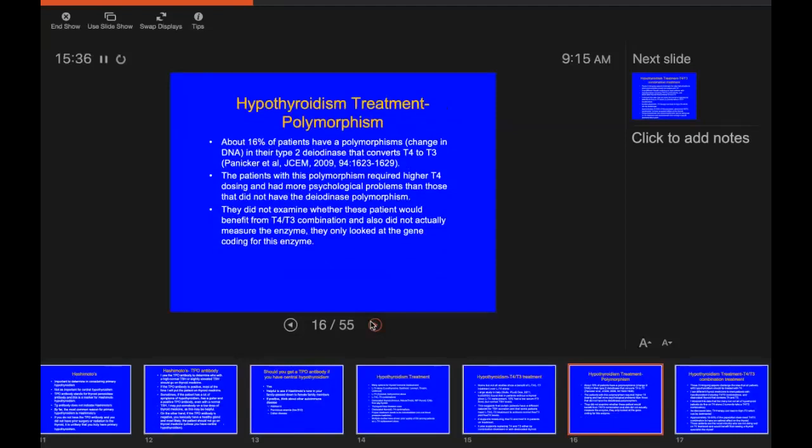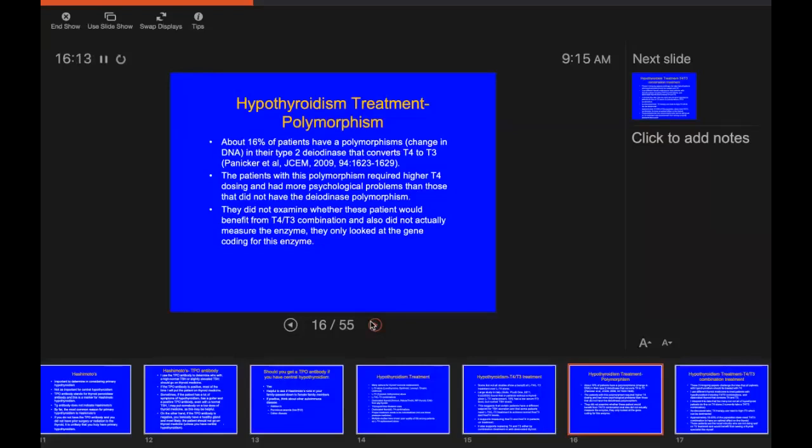Now, another study that came out about 10 years ago looked at the gene that does the type 2 deiodinase that converts T4 to T3. This gene had what's called a polymorphism. This means a change in the DNA that caused it to not work as well. They didn't miss the enzyme, it just wasn't working that well. And it happened to about 16% of the patients. So 1 out of 6 patients or so have this polymorphism, so this gene doesn't work as well as it should. These patients required a higher T4 dose, and they had more psychological problems than those that did not have this deiodinase polymorphism.